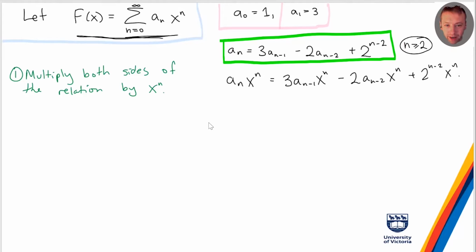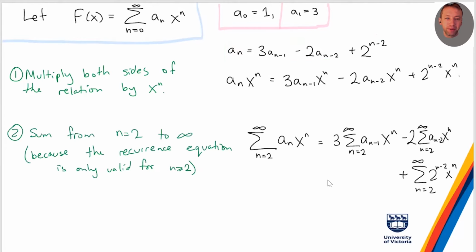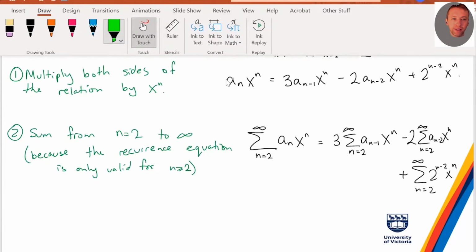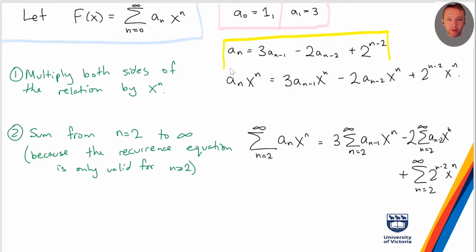So I get an x to the n on one side, and then I get these things which are not quite what I want: 3 an minus 1 x to the n, minus 2 an minus 2 x to the n, and then this even weirder thing, 2 to the n minus 2 times x to the n. Now I'm going to sum this up over all the values of n. Well, not quite all of them, but most of them. One thing I have to be careful about is that this equation is only valid when n is at least 2.